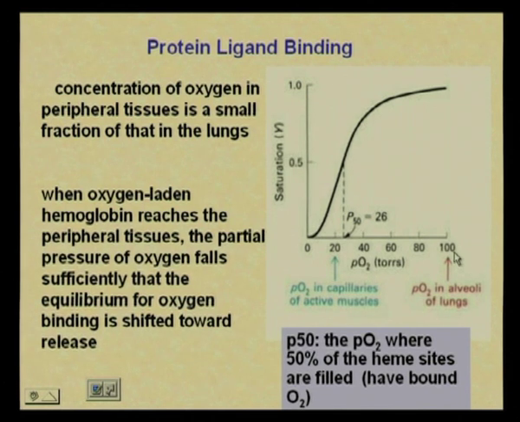Since it is circulating in the blood, what is happening? When it comes to a point near the tissues, the partial pressure of oxygen is low. So, what is happening to it? It is releasing it.